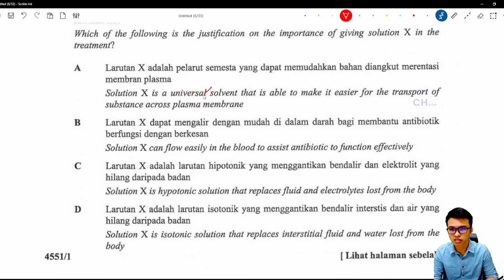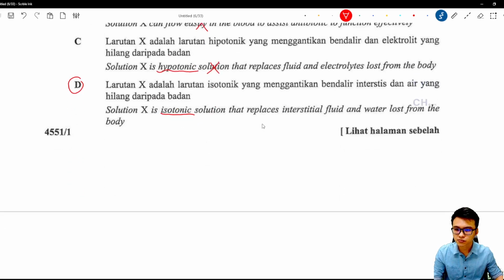No, this one is not the answer. Solution X can flow easily in the blood to assist antibiotic to function effectively. Not really. Hypotonic. No. Isotonic. Yes. Okay, so question 5 answer will be D, because solution X must be isotonic solution to replace the interstitial fluid and water loss from the body. So it must be isotonic. The answer here should be D.